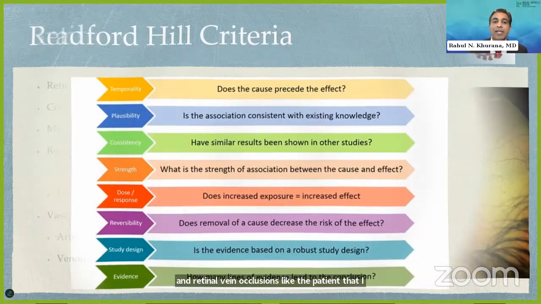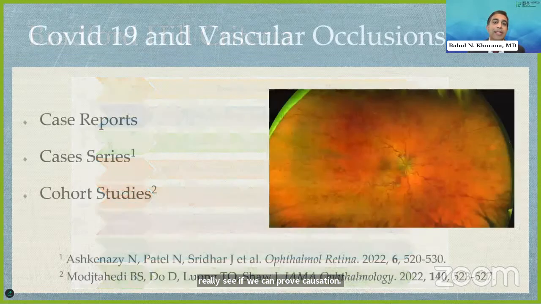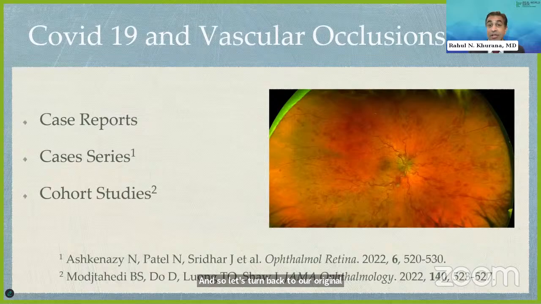But when we want to prove causality, we want to move beyond temporality. Does the cause precede the effect? And the Bradford Hill criteria involve 9 criteria to really see if we can prove causation. And so let's turn back to our original question. Does COVID-19 cause vascular occlusions?